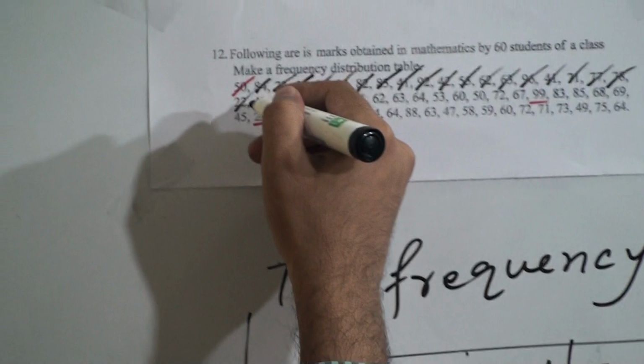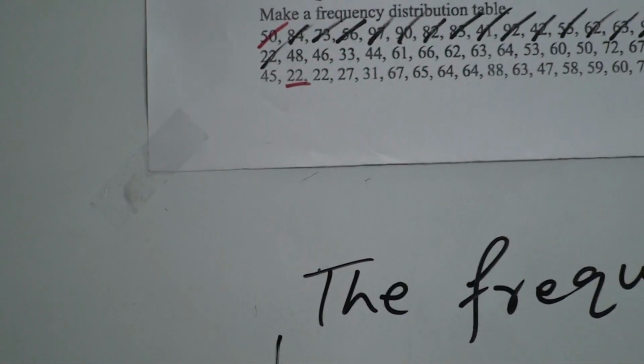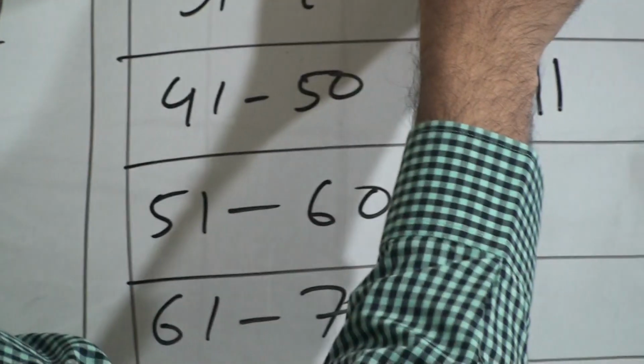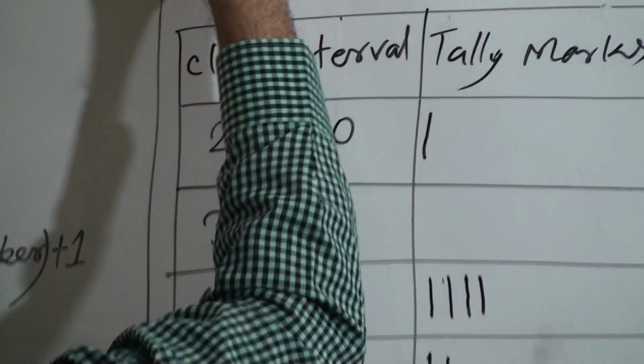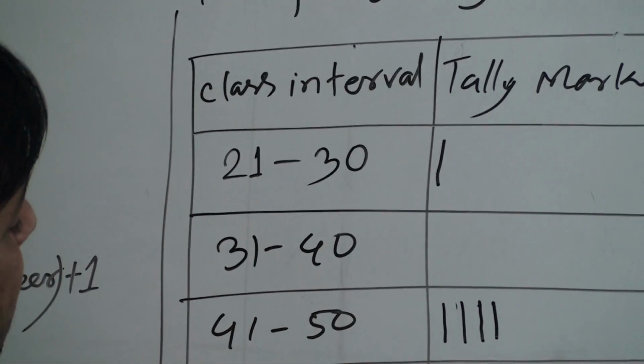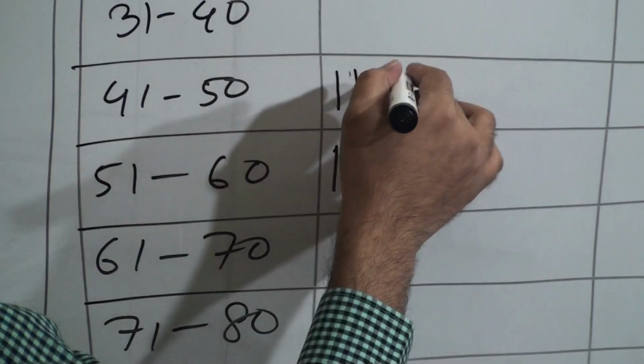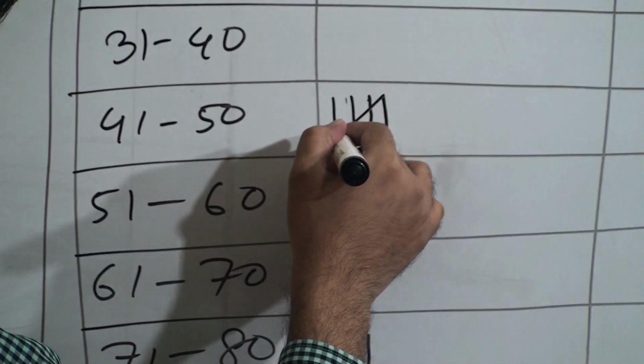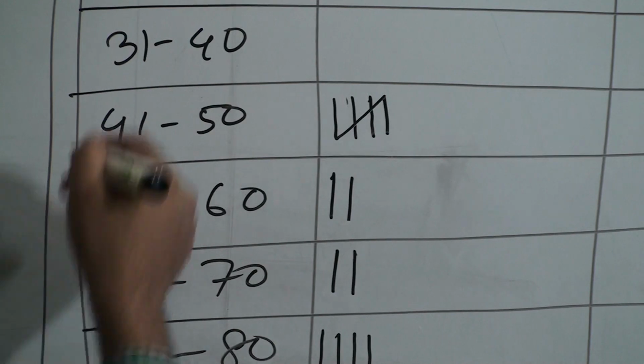Now 22. Where is 22? 22 will be in 21 to 30 in this class, 22. Now 48. Where is 48? 48 is in 41 to 50. Yes, 4 we have given, so we have to give this diagonally now.